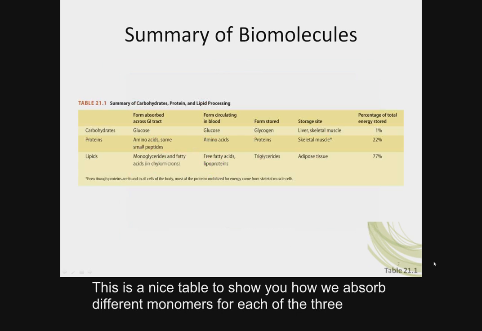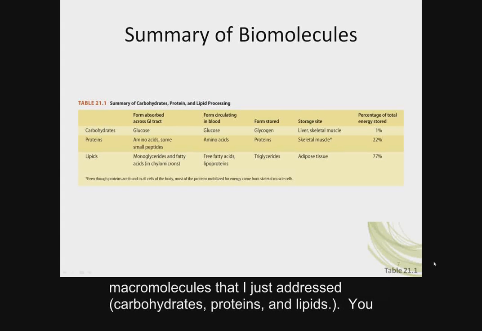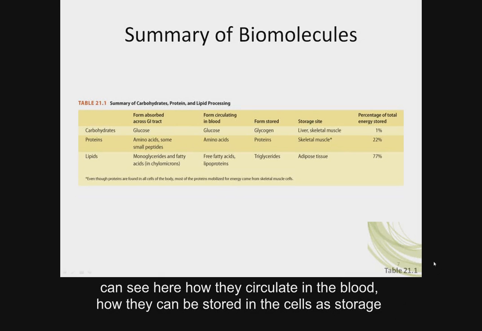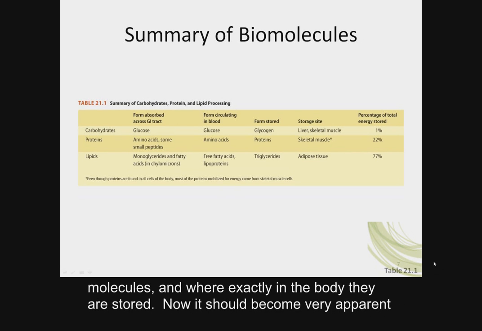This is a nice table to show you how we absorb different monomers for each of the three macromolecules that I just addressed: carbohydrates, proteins, and lipids. You can see here how they circulate in the blood, how they can be stored in the cells as storage molecules, and where exactly in the body they are stored.